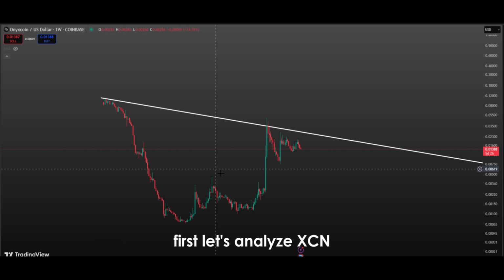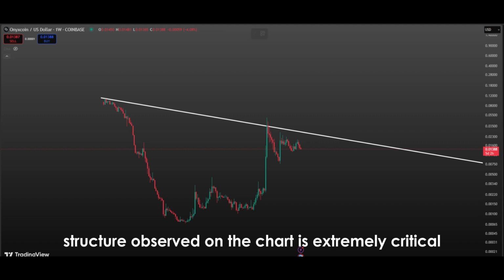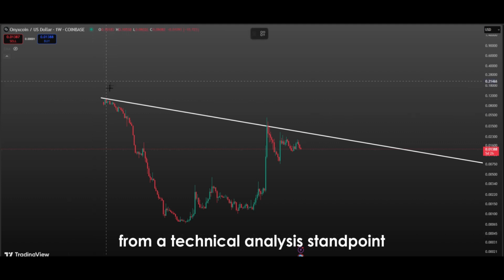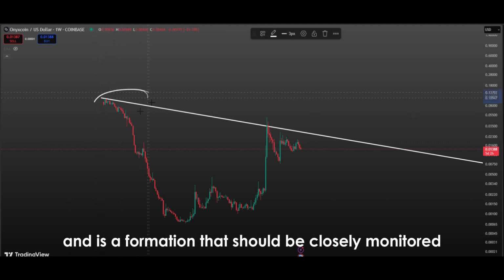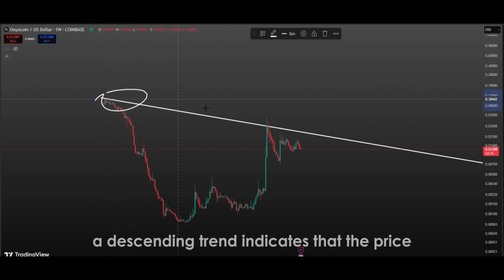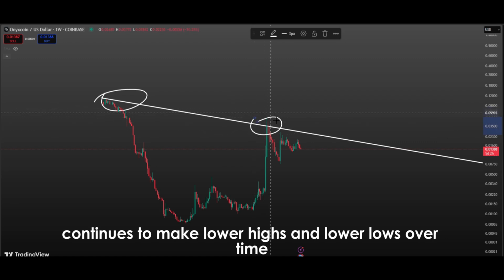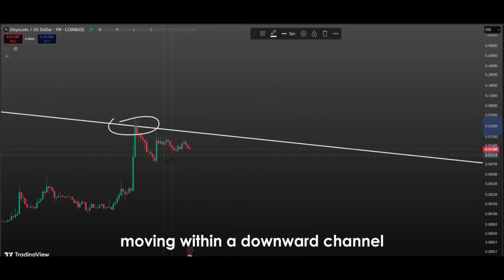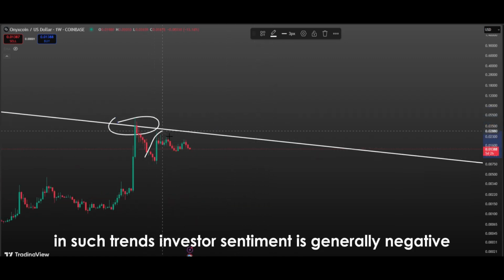First, let's analyze Xcn. The descending trend structure observed on the chart is extremely critical from a technical analysis standpoint and is a formation that should be closely monitored. A descending trend indicates that the price continues to make lower highs and lower lows over time, moving within a downward channel. In such trends, investor sentiment is generally negative.